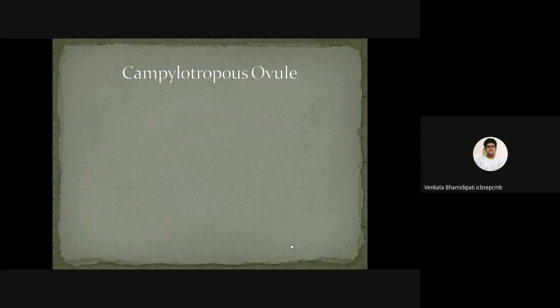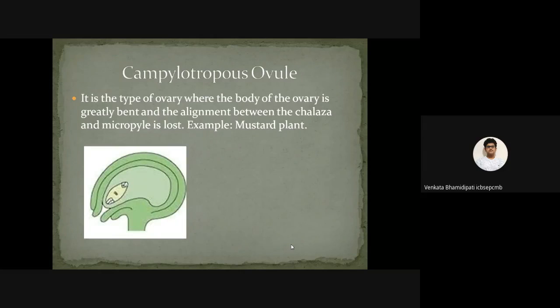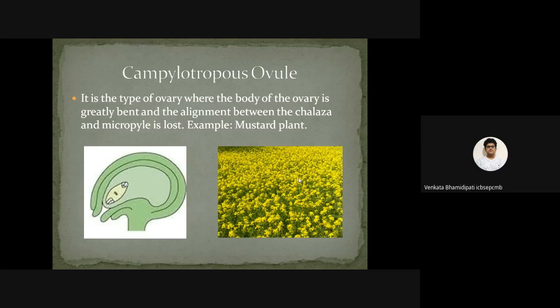Last, we have the campylotropous ovules. These are ovules where the body of the ovule is bent to such an extent that the alignment between the chalaza and the micropyle is completely lost. An example is the mustard plant. In this image, the chalaza, which is this area over here, and the micropyle are completely disoriented. And this is your mustard plant.